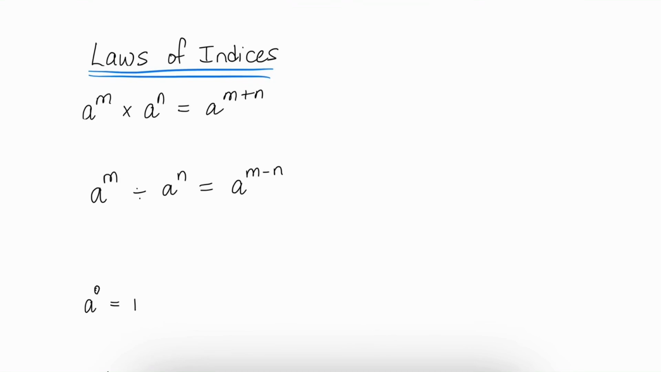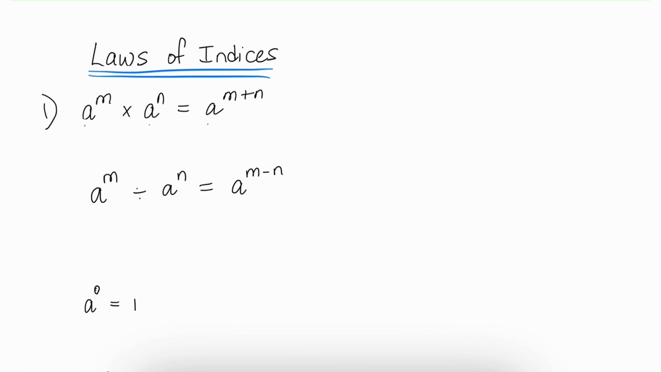Let's look at the laws of indices. The first law, a to the m times a to the n is equal to a to the m plus n. So in other words, if you are multiplying by the same base, the base is a here. You see how it's the same base? It's a to the m times a to the n. Once you have that same base, you simply add the indices.